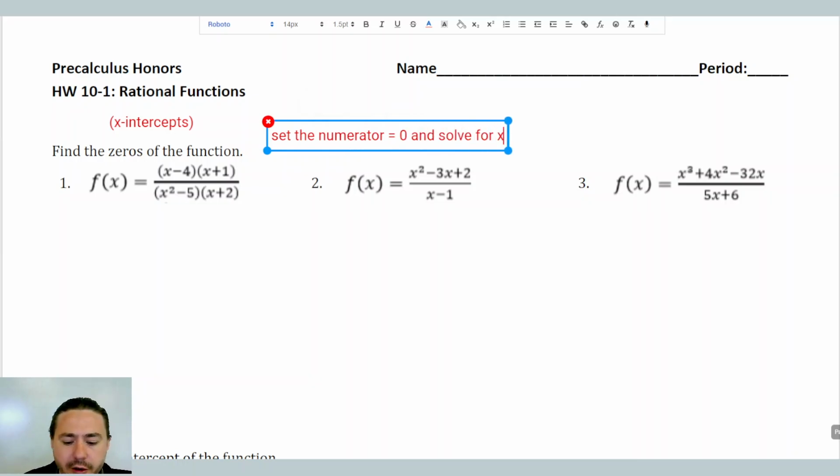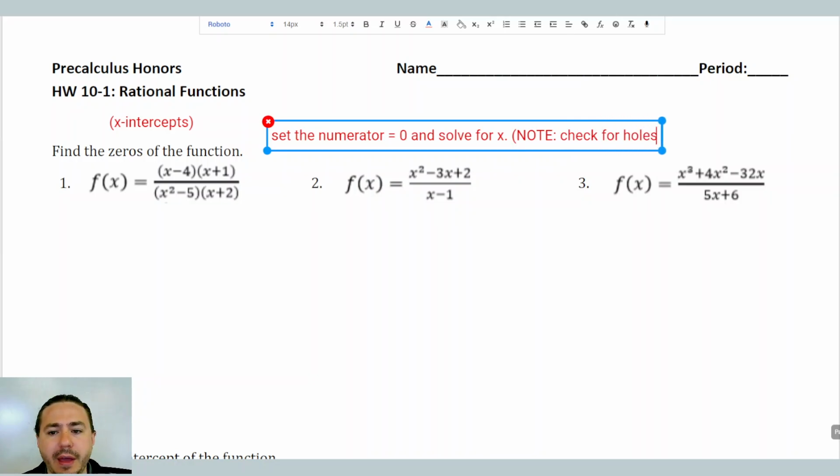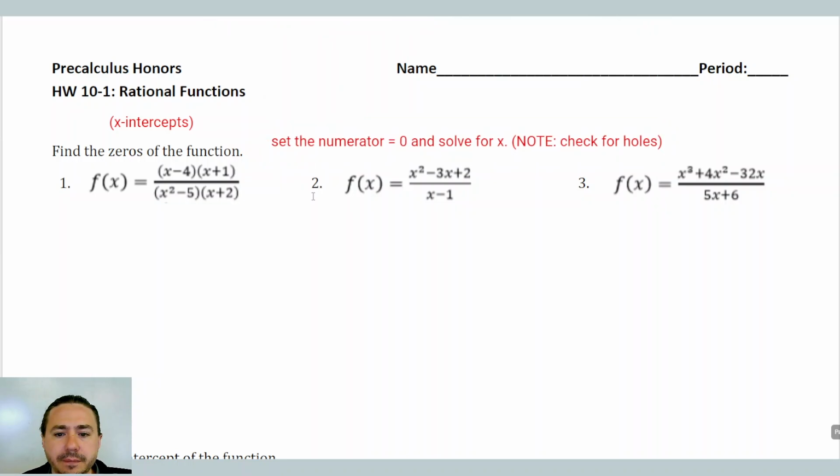Now, you want to be careful here. I'll put a little note here. We want to check for holes. Basically, if we've got an x value that not only makes the numerator 0, but also makes the denominator 0, then that is not going to be a 0. So we want to check for those, which means that if we have a rational expression that's not already factored, we need to factor it first so that we can easily identify which ones are actually not going to be x-intercepts. So for this first one, it's already factored.